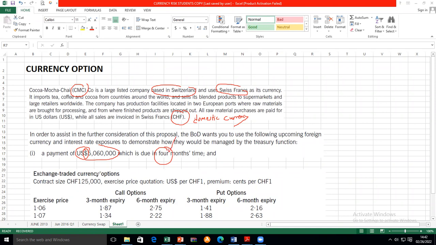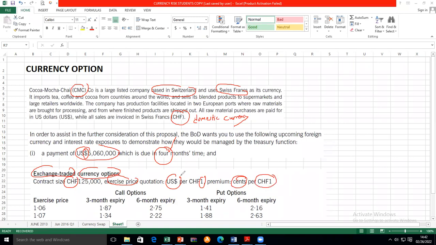So what we covered in the last class is that you must also learn how to use currency options. And so here we've got an exchange traded option, which is standardized. Last time we taught you how to read these figures. So they are saying the exercise price. How do you read it? It's the dollars on a single CHF. What are the premium? Premium are cents per each CHF.